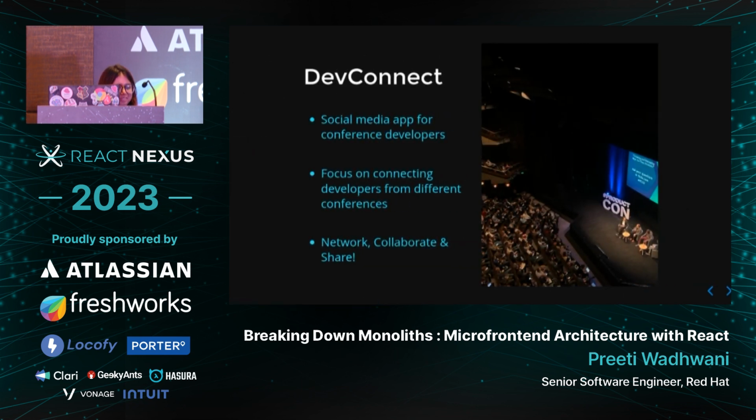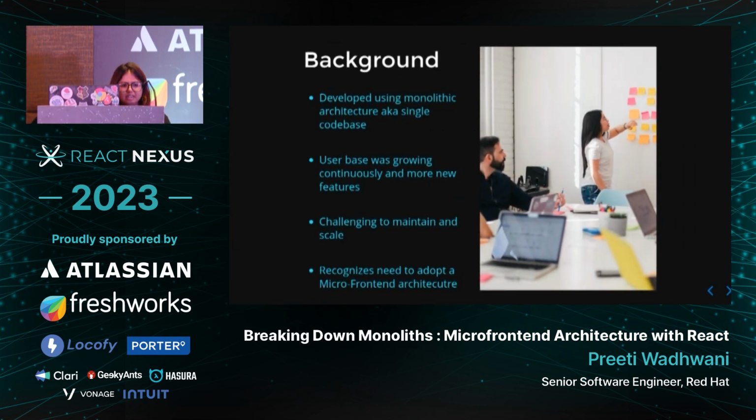So with that, one company decided to create a social media app called DevConnect, which is basically a social media app for people who are attending conferences, and they should be able to connect with each other, share, network, collaborate. Initially they started building the app, because they were pretty new. They just had a monolithic architecture. They started simple, but soon the app got very famous and it got attention.